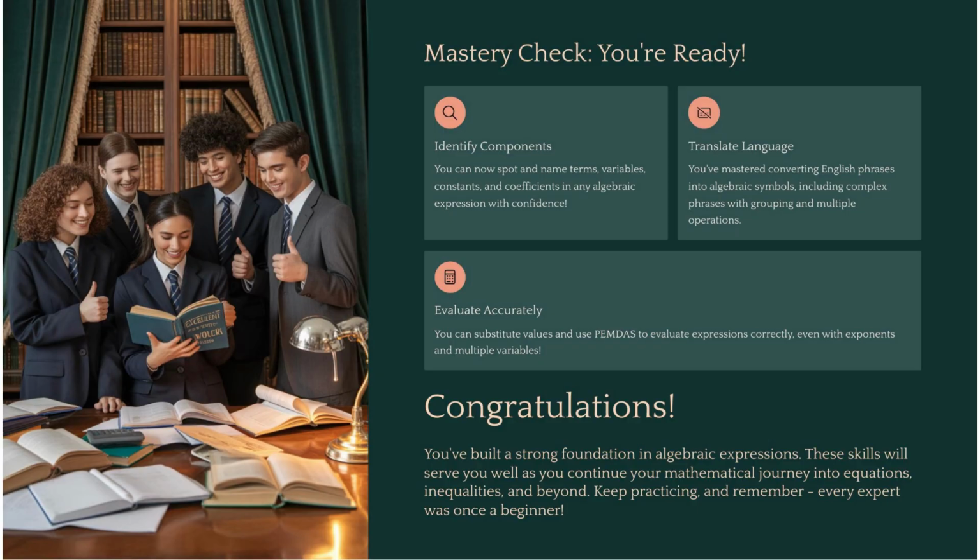Your 3 core skills are: 1. Being able to identify the different parts, the variables, constants, and coefficients. 2. Accurately translating between a word problem and a mathematical expression. And 3. Evaluating those expressions correctly by substituting the given values and then strictly following the order of operations. Keep practicing and you'll be ready for your next big algebra step.